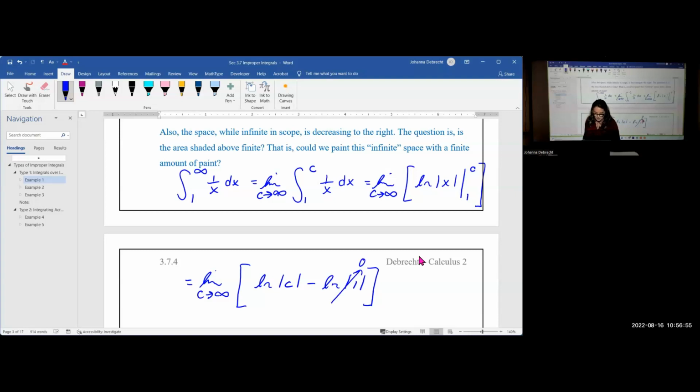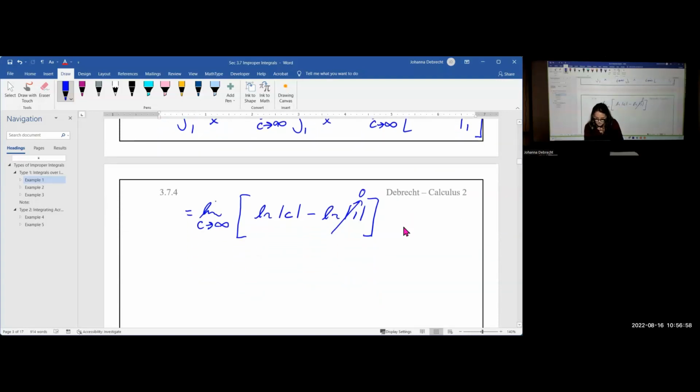And that gives me the limit as c goes to infinity of the natural log of the absolute value of c. Now, I need to think a minute about this absolute value. Can I drop the absolute value? Well, c is going to infinity, so at some point it is strictly positive. So at that point, that means that I can drop the absolute value.